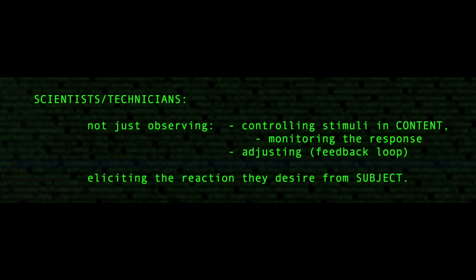And, finally, the controllers themselves, who are often depicted as scientists or technicians. They are both controlling the stimuli that are in the content, and they are monitoring the response of the subject. The key here being that there is a feedback loop established so that they can adjust what they're feeding in the content to elicit the response that they desire from the subject. Let's take a look at some depictions of mind control in pop culture.